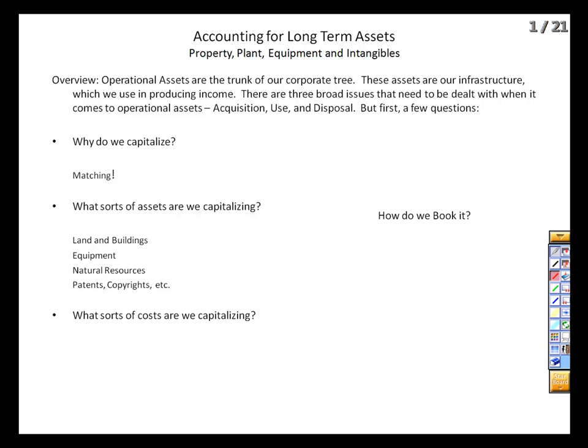So how do we go about booking those initial assets? Well, we already know how that works. Debit the asset and credit cash. So when we say we're going to capitalize asset costs, what exactly are we talking about? Well, first and foremost would be the purchase price, shipping, taxes, manufacturing costs if we make the product ourselves.